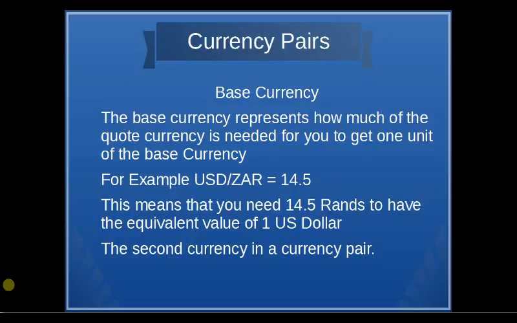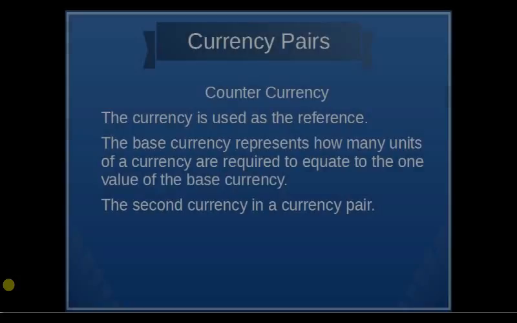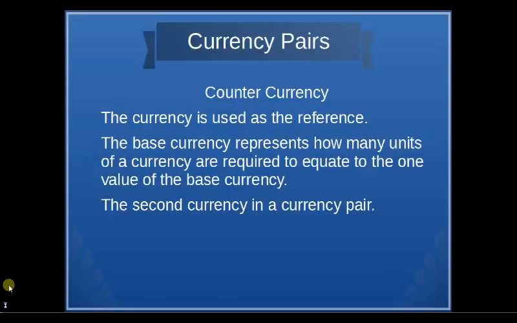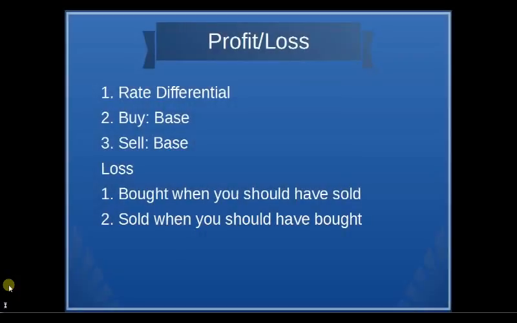Okay, so the second, it's the first currency in a currency pair. Actually, there was a typing error there. It is the first currency in a currency pair. Next, we have the counter currency. Now, this currency is used as reference. Okay, so how much of the US dollar is needed to have so many rands? That could be your question. Okay, you need one US dollar to have 14.5 rands. Now, this one truly is the second currency in a currency pair. Okay, so this is your currency pairs, your base and counter currency pairs.